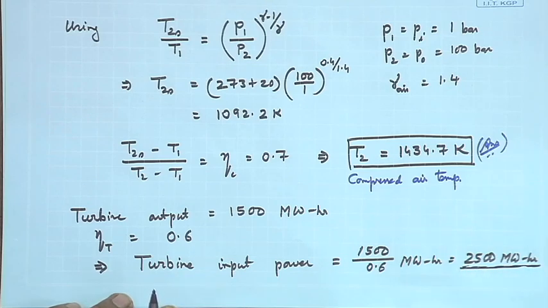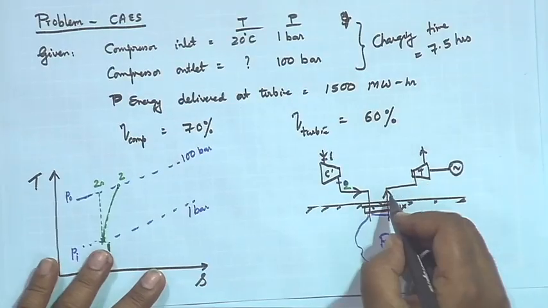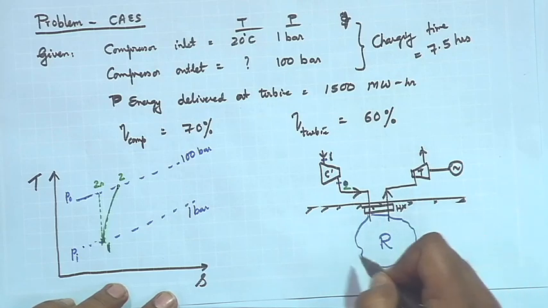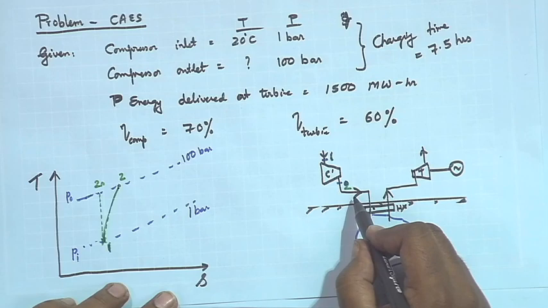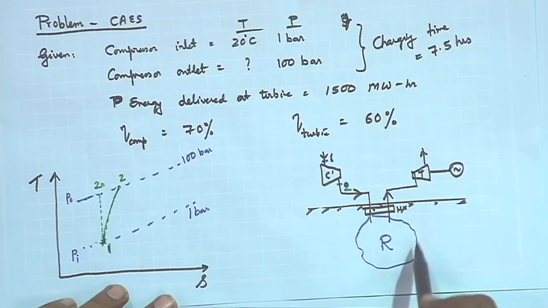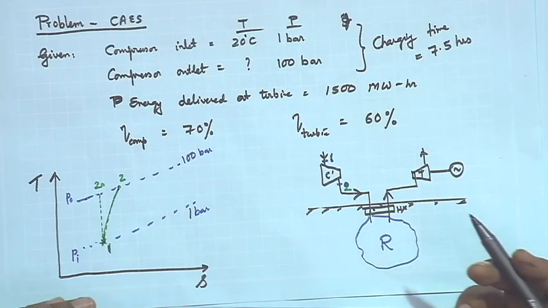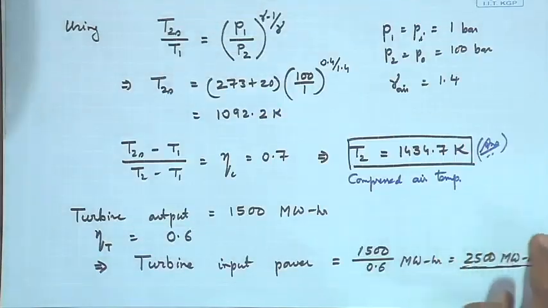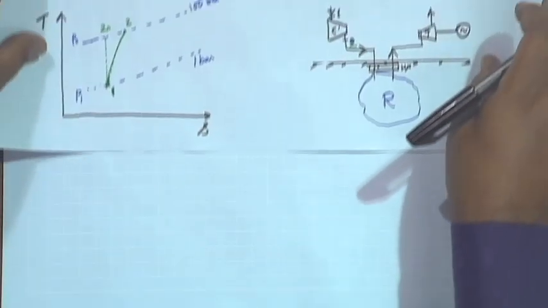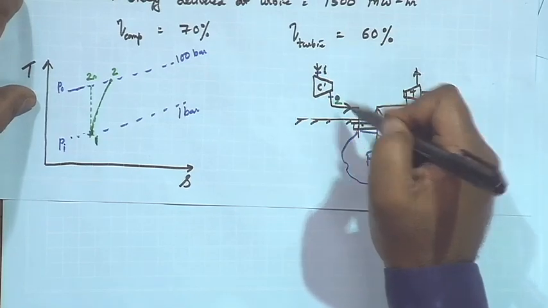This is an important piece of data. Now, what is this 2500 megawatt hour? So, if I look at it, this is the energy that is being delivered from here. So, that must be equal, assuming there is no loss, to the energy that I pumped in, assuming no loss in the heat exchanger, no loss through the reservoir. Since it is not given, those are assumptions we are going to make. Clear?